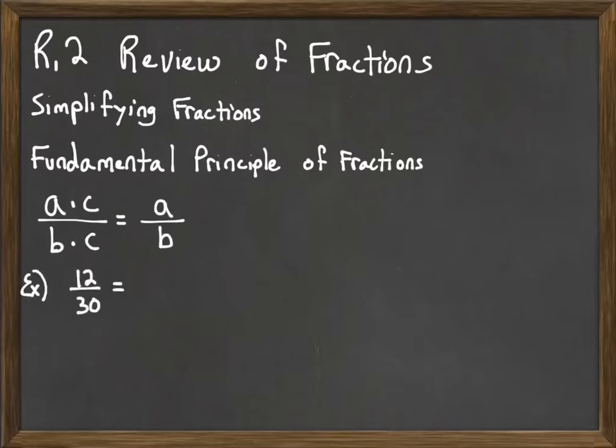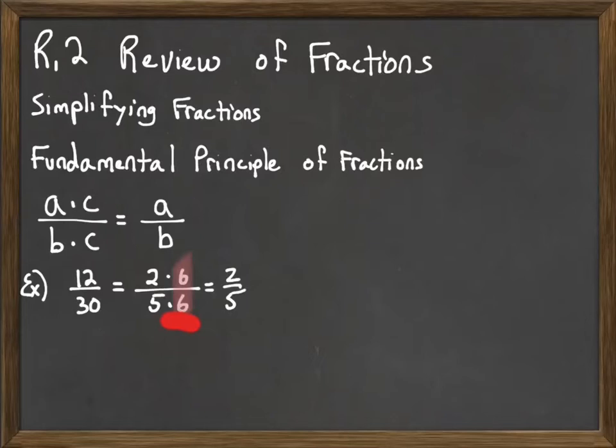Okay. Consider, for example, the fraction 12 over 30. Now, in practice, you don't usually write it this way, but I'm going to write it using this fundamental principle. And that is, I can realize that 12 and 30, I can take a 6 out of both. So I can rewrite both of those as 2 times 6 and 5 times 6. And then the 6 can cancel out as a common factor. That's just showing the fundamental principle, fully written out.